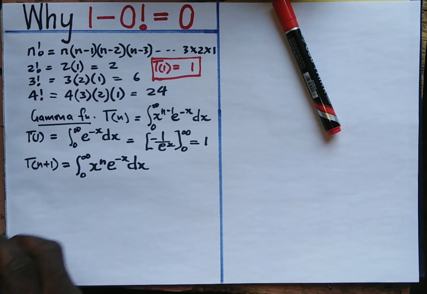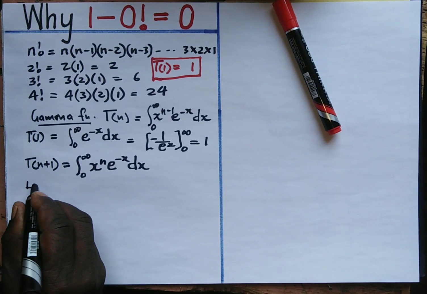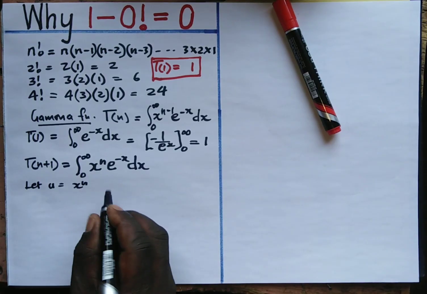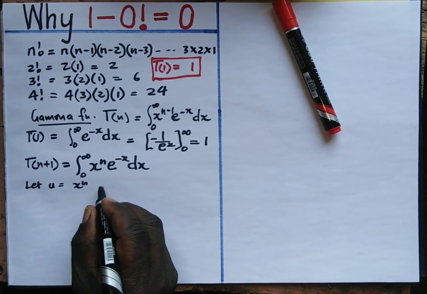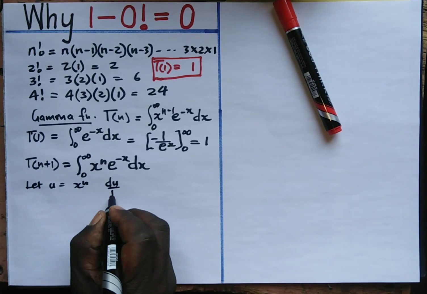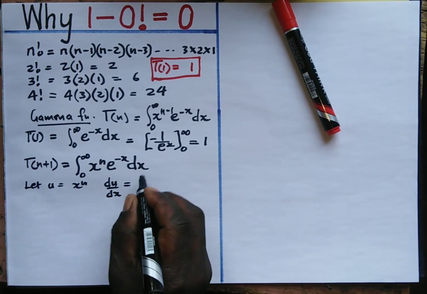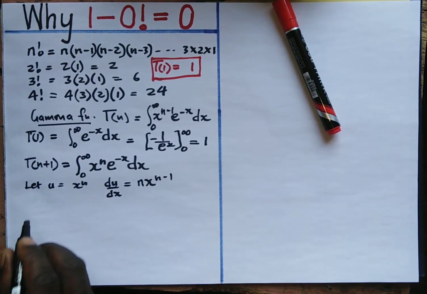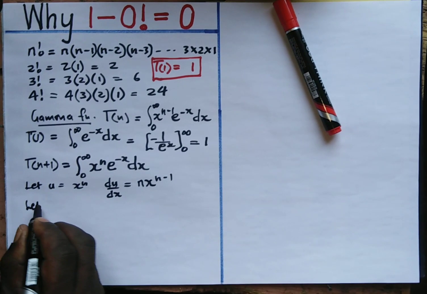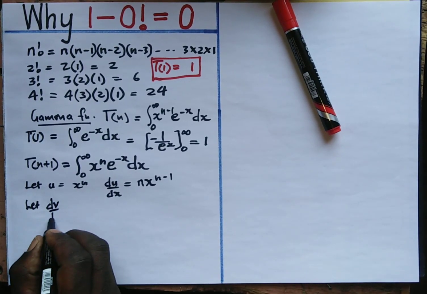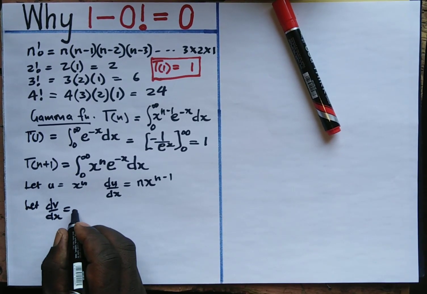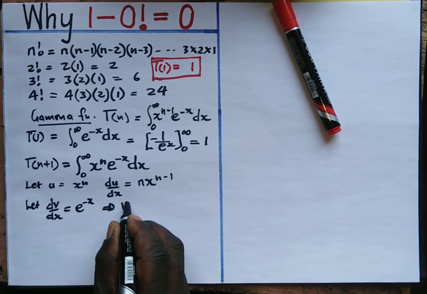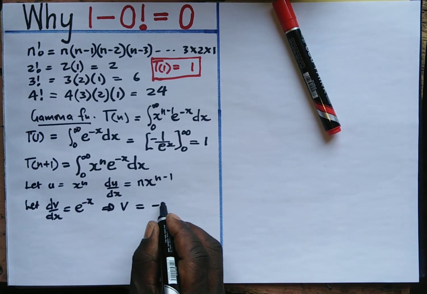So let u equal to x to the power n, and our du dx will of course be equal to n x to the power n minus 1. Let also our dv dx equal to e to the power minus x, so that our v is equal to minus e to the power minus x.